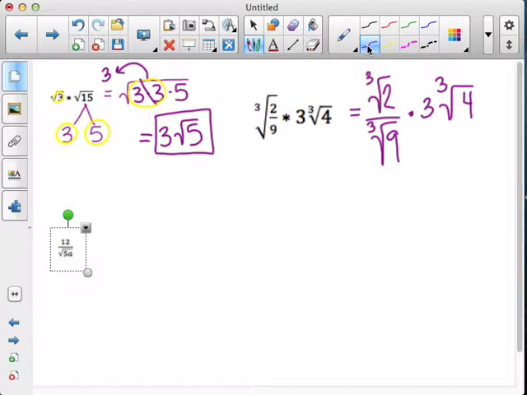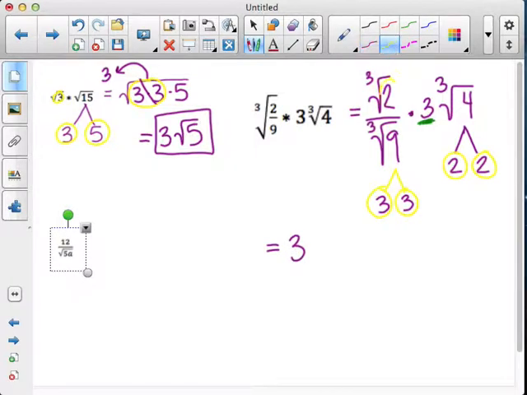Now, I know that 4 is 2 times 2. That's my prime factorization of 4. And I know that 9 is 3 times 3. That's my prime factorization of 9. So I'm going to go ahead and write this out. So my 3 here is my coefficient. I'm going to bring that to the front just to organize it a little better.